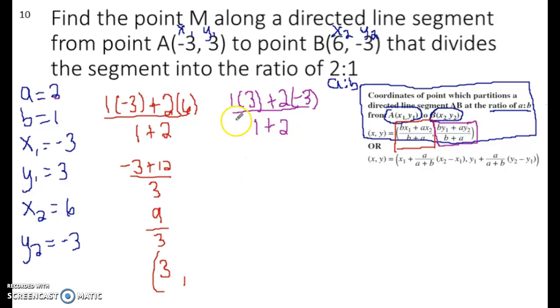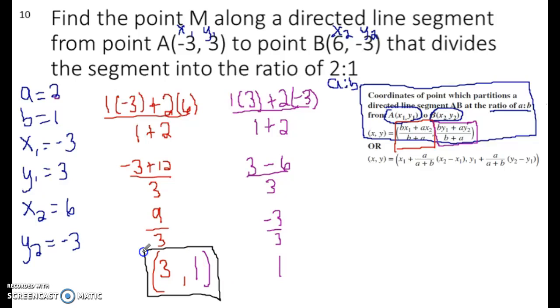And then we'll do a little bit of math again. 1 times 3 is 3. 2 times -3 is -6. Add up the bottom and we get 3. 3 minus 6 is -3 over 3, and that reduces to -1. So my final answer here would be the ordered pair 3, -1.